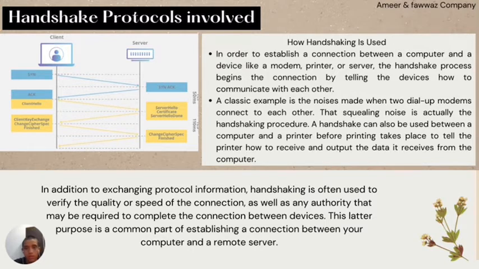Itu contoh yang lama. Tapi contoh yang sekarang ni, a handshake can also be used between a computer and a printer before printing, to tell the printer how to receive and output the data it received from the computer. So sekarang ni bila kita guna komputer dengan printer tu, rasa tak bila kita tekan print, printer akan berbunyi. Itu contoh handshake protocol. In addition to exchanging protocol information, handshaking is often used to verify the quality or speed of the connection, as well as any authority that may be required to complete the connection between devices. This latter purpose is a common part of establishing a connection between your computer and a remote server.